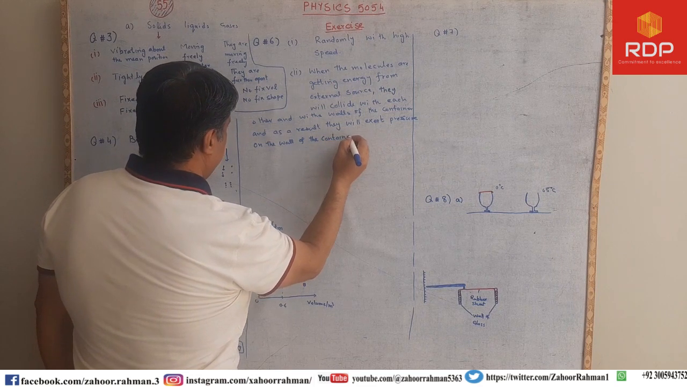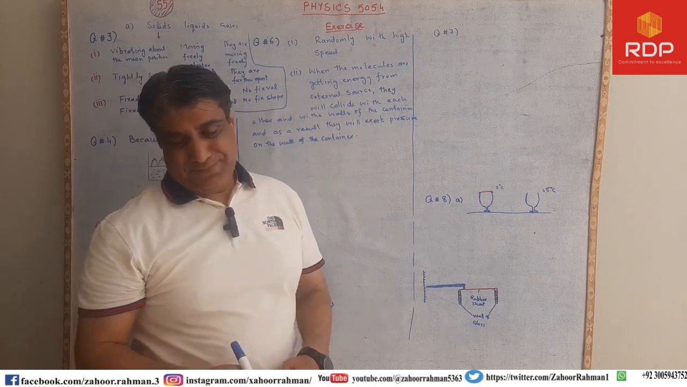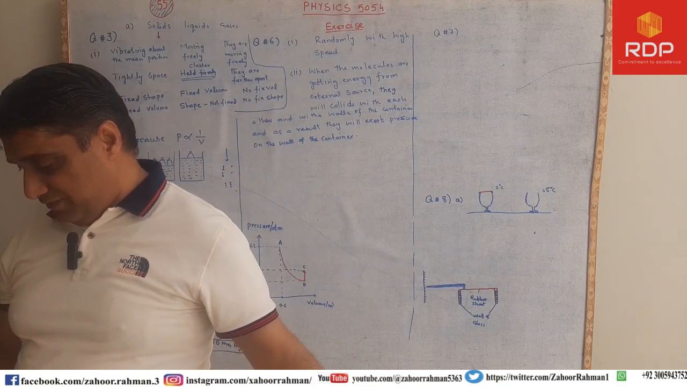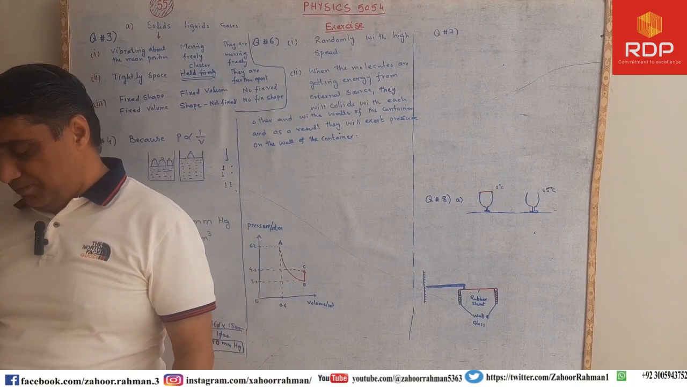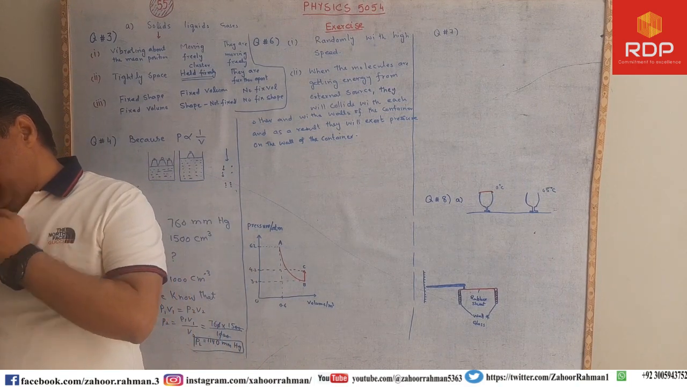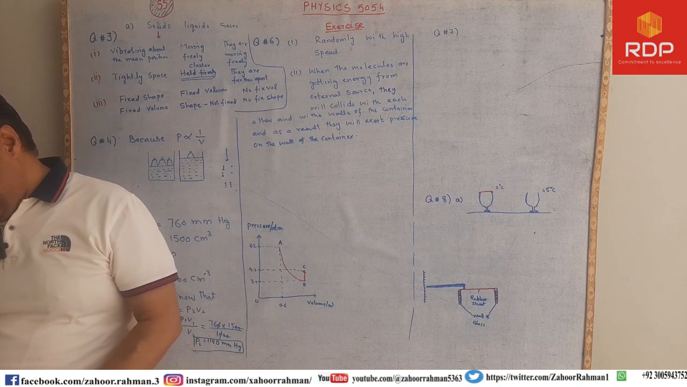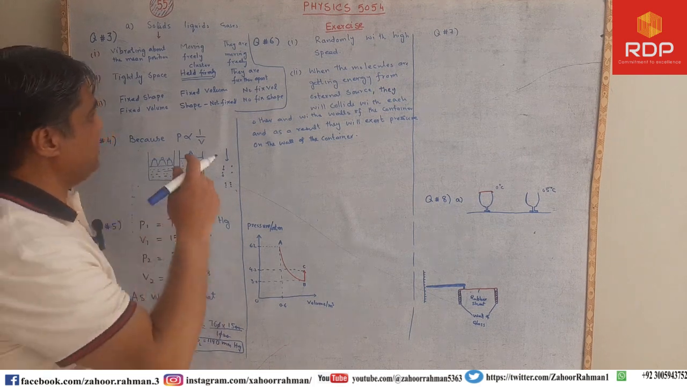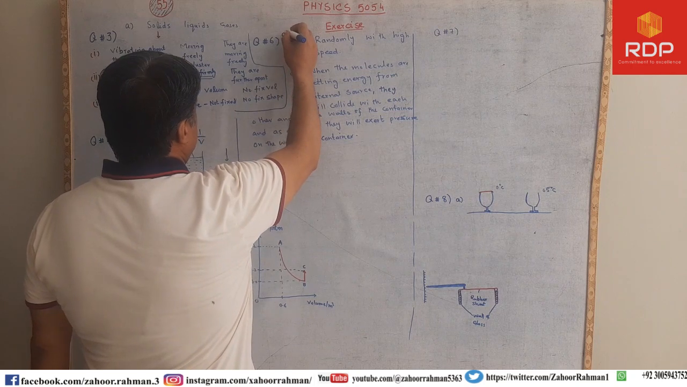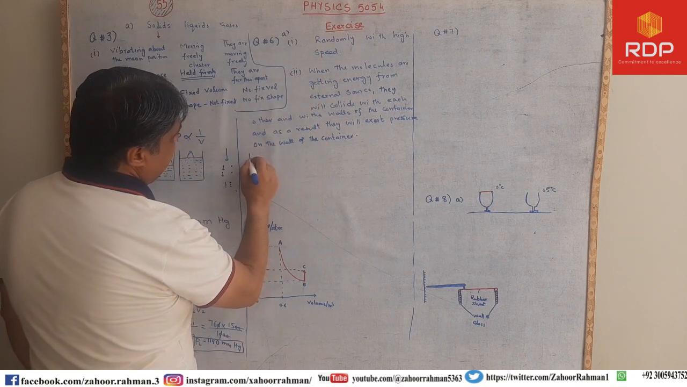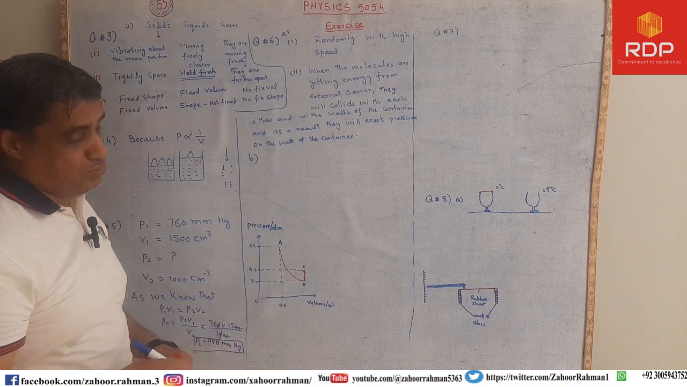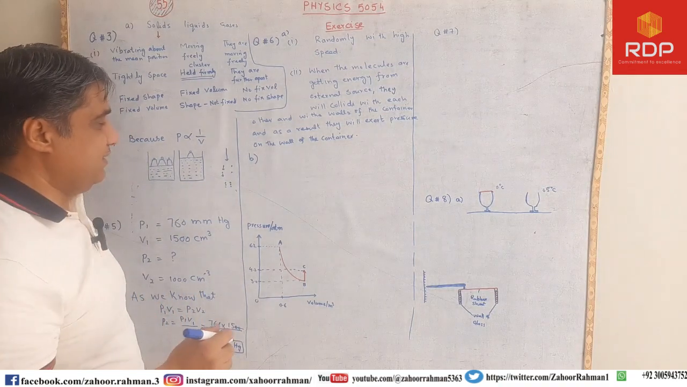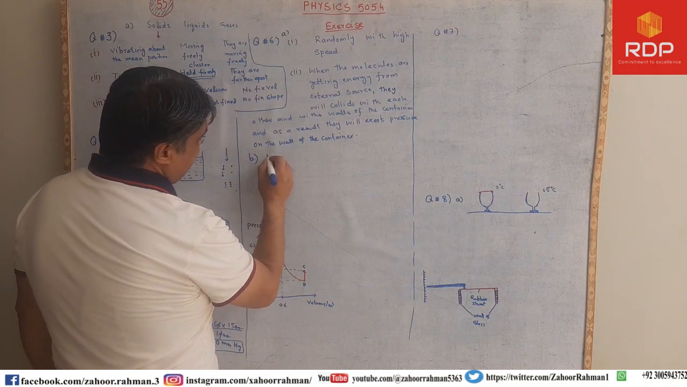Yes, in this way they will exert pressure on the wall, and we can explain these things by the simple kinetic theory of matter. Now the next B part is saying, this was in A, there were two parts. Now we are turning to B part. Explain what is meant by Brownian motion.